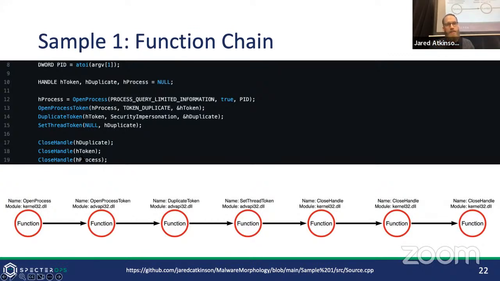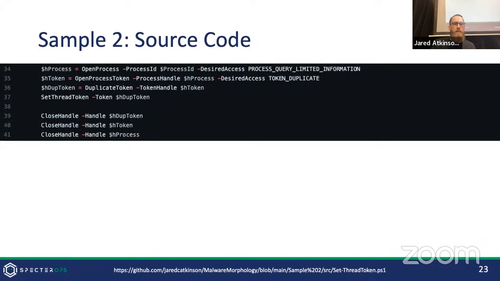And then you see CloseHandle closes the H duplicate, CloseHandle closes the H token, and CloseHandle closes H process. So there's a little more variability in the ordering when we get to the CloseHandle part, because you could close these in whatever order you want. This last one is not dependent upon SetThreadToken. It's actually only dependent upon OpenProcess, so there's a little bit of ordering there.